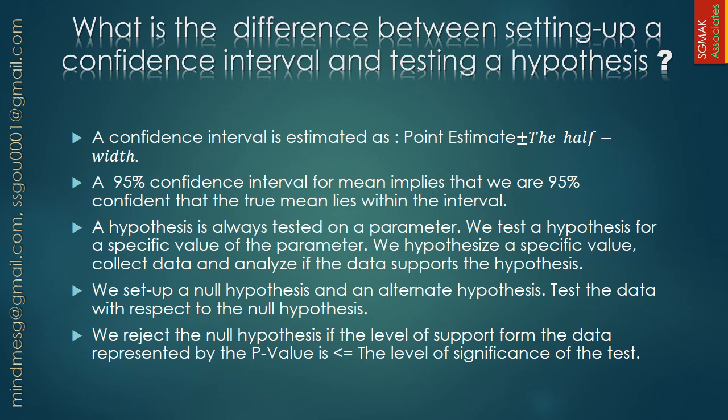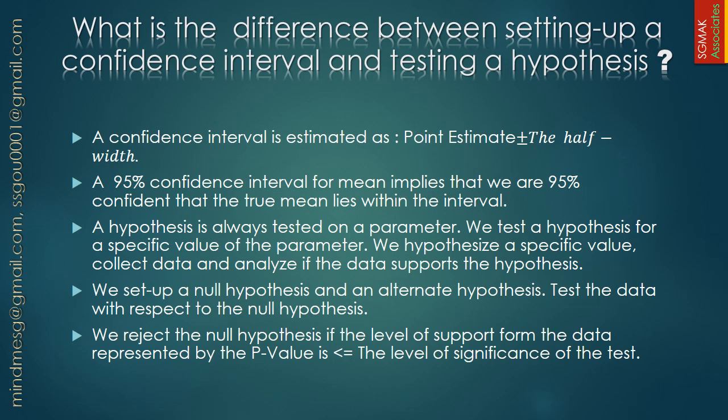There are two parts when you set up a hypothesis. We set up a null hypothesis and an alternate hypothesis. And we test the data with respect to the null hypothesis only. Alternate hypothesis sits there as the decision if we reject the null hypothesis, then that's the decision. We reject the null hypothesis if the level of support from the data represented by the p-value is less than or equal to the level of significance of the test.